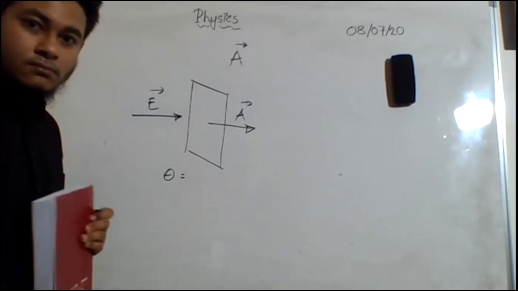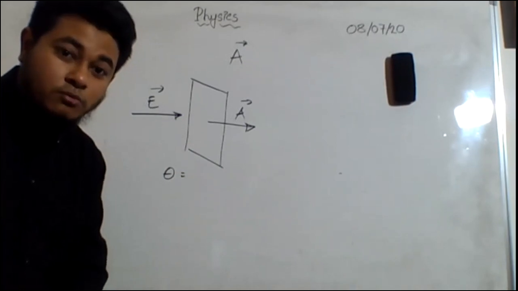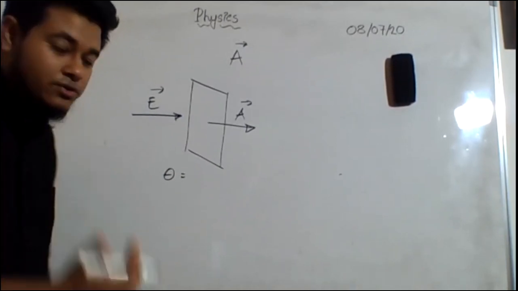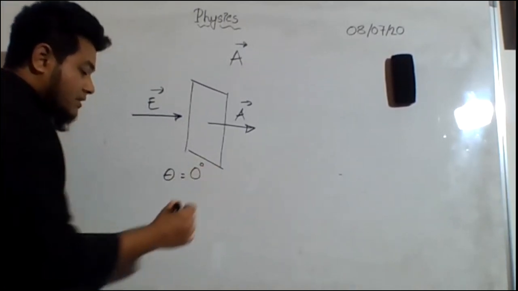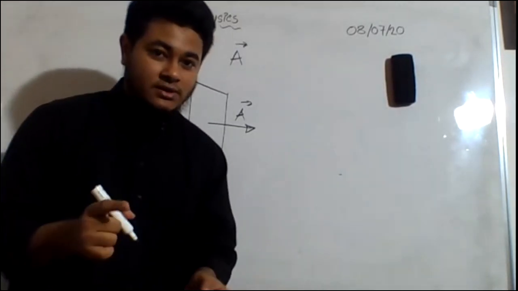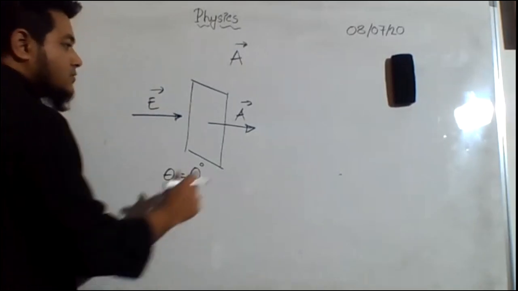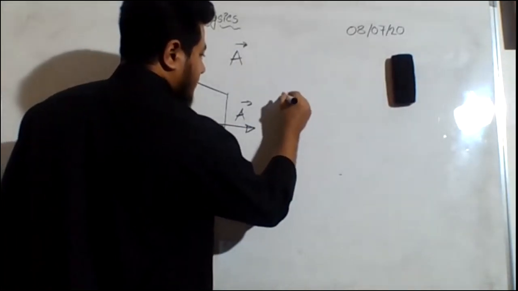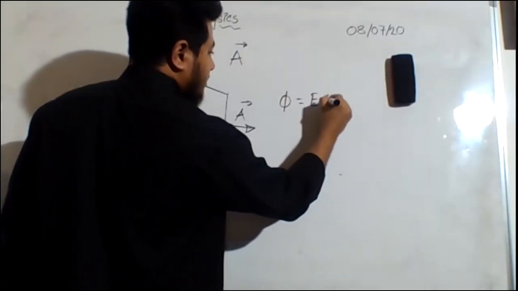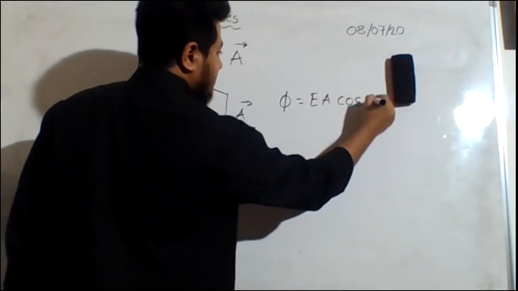If they're in the opposite direction, it will be 180 degrees. If they're in the same direction, then it is 0 degrees. So if theta is 0 degrees, then phi will be equal to EA cos 0 degrees.